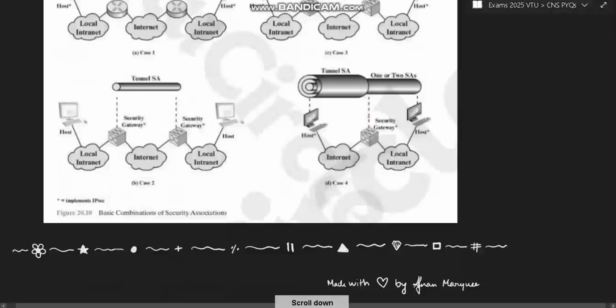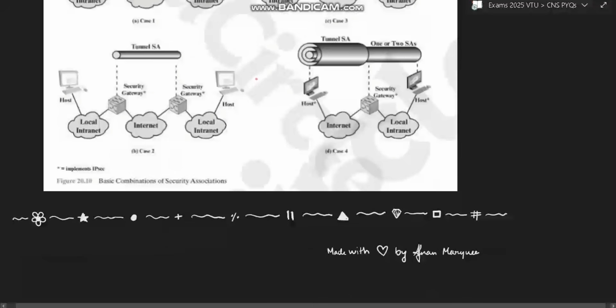That's all for CNS. Don't miss any of these questions. These are the most repeated ones. I've taken the questions from the 2018 scheme, the 2021 scheme, as well as the model papers. The syllabus is quite similar, with a little up and down here and there, so I have included that. So please do watch till the end.